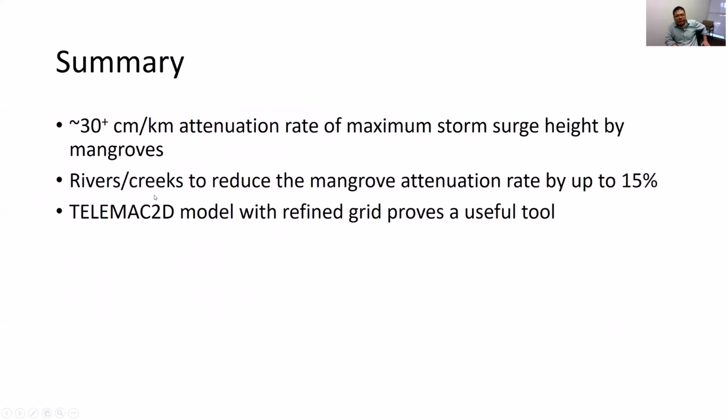So to summarize, this study shows that around the Honey River and the Shark River, the mangrove attenuation effect is about 30 centimeters per kilometer on the maximum storm surge height. And the results also show that the rivers do reduce the mangrove attenuation effect on storm surge by up to 15% along the Shark River. And finally, the TELEMAC2D model with refined grid and the nesting techniques proves to be an effective method for such a study.